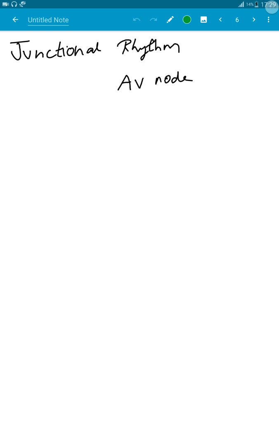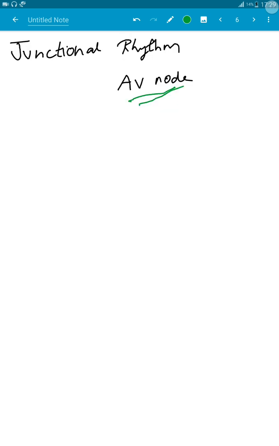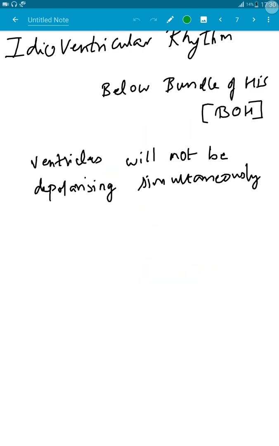Then there is another rhythm known as junctional rhythm. If the pacemaker is the AV node, what will happen? The atria will not be depolarized. Only the ventricle will be depolarized. So, if the atria is not depolarized, there will be no P wave, and only QRS will be seen, because the AV node is controlling the ventricular depolarization, and the SA node is not functioning. This is junctional rhythm.